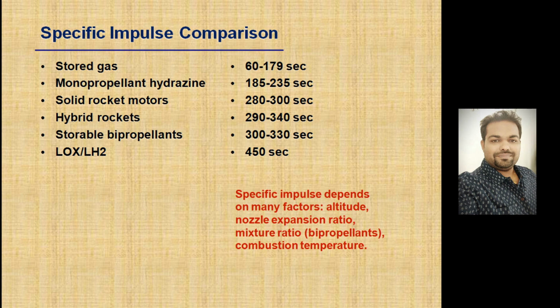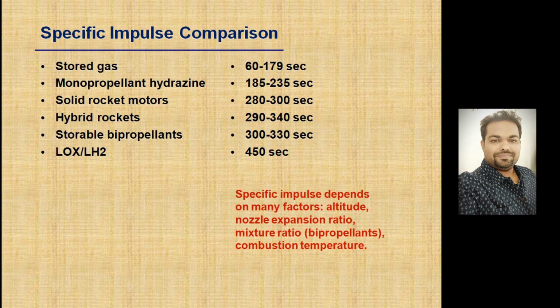as follows. The first, simplest form of rocket discussed was stored gas, where gas was stored at high pressure and allowed to expand through the nozzle to create the thrust. In that case, specific impulse will be less, and thrust produced will also be less. So stored gas can give a specific impulse between 60 to 179 seconds. Then monopropellant hydrogen rockets can give performance up to 235 seconds, starting from 185. And solid propellant rocket motors' performance will lie between 280 to 300.